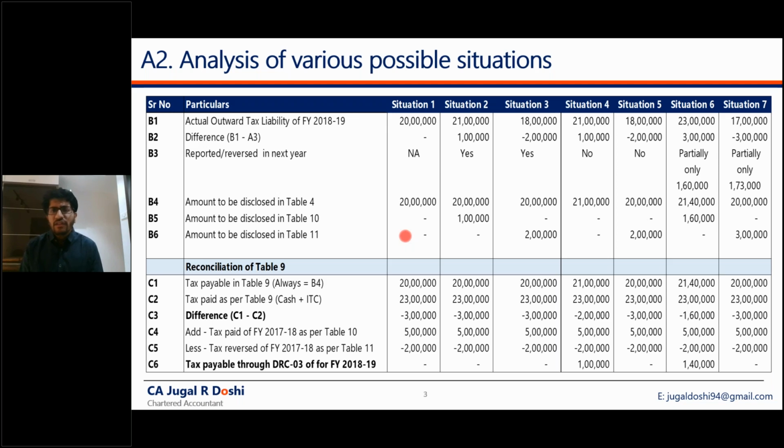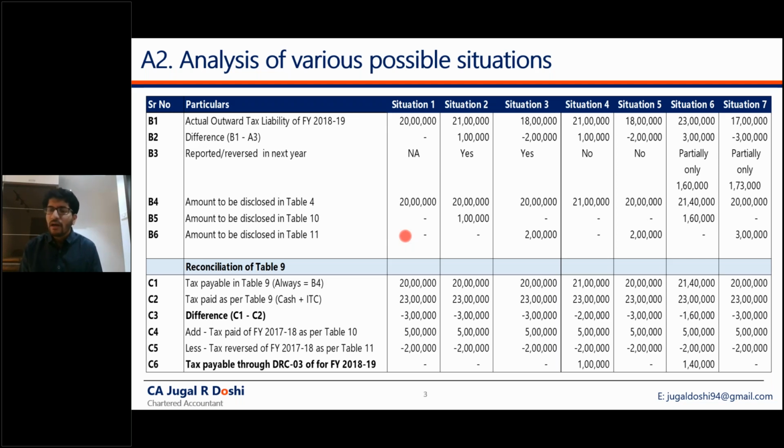Now, in the next situation, we are going to take my actual outward tax liability as 21 lakhs as per audited financial statements. So friends, over here, what I have reported in 3B is 20 lakhs. So the difference is 1 lakh.